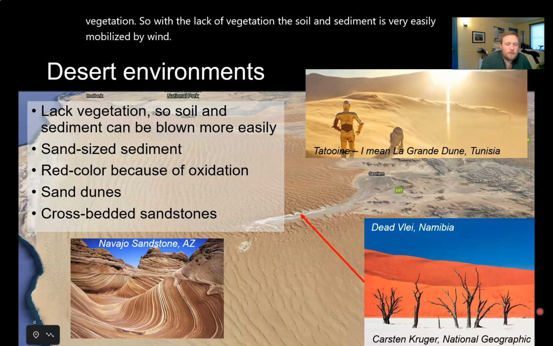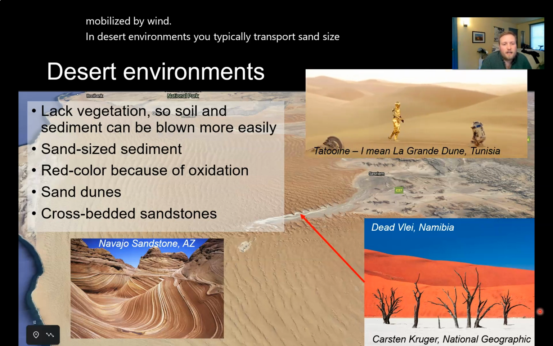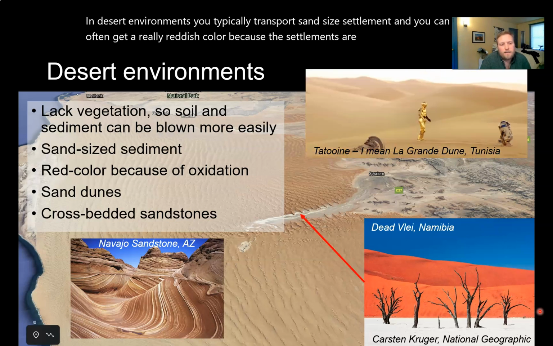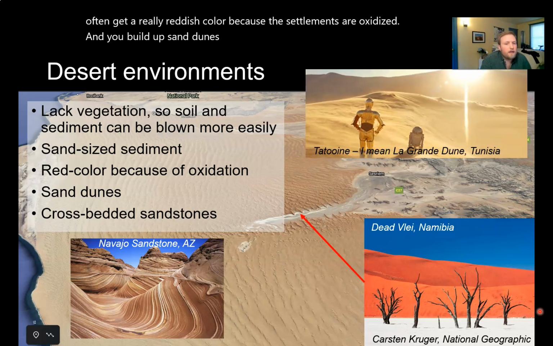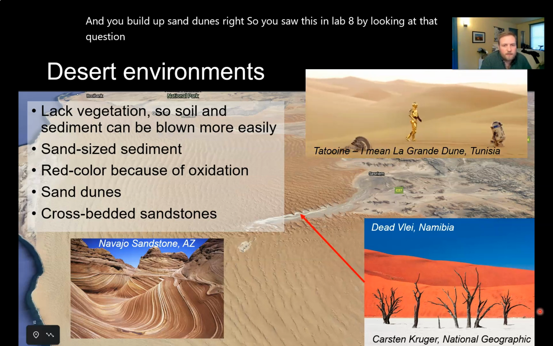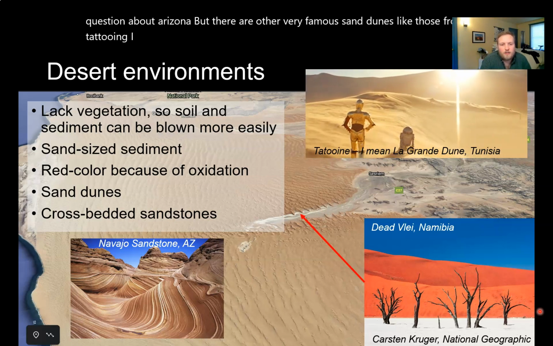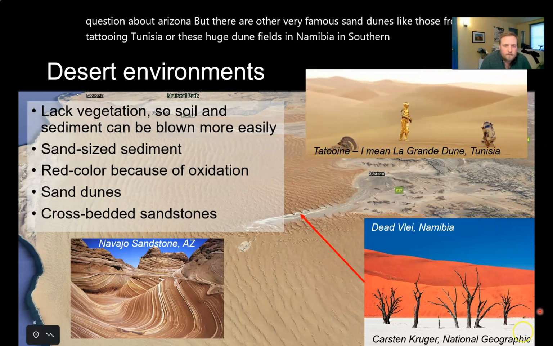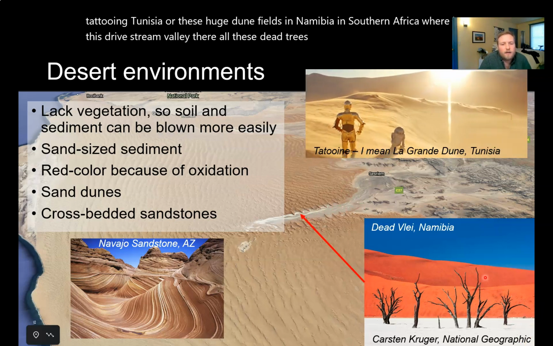In desert environments, you typically transport sand-sized sediment, and you can often get a really reddish color because the sediments are oxidized. And you build up sand dunes, right? So you saw this in Lab 8 by looking at that question about Arizona, but there are other very famous sand dunes like those from Tunisia, or these huge dune fields in Namibia in southern Africa, where in this dry stream valley, there are all these dead trees against these bright red sand dunes.